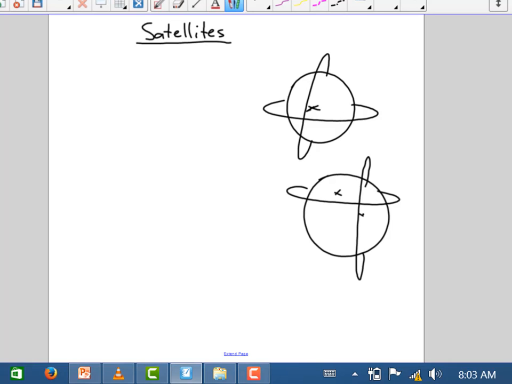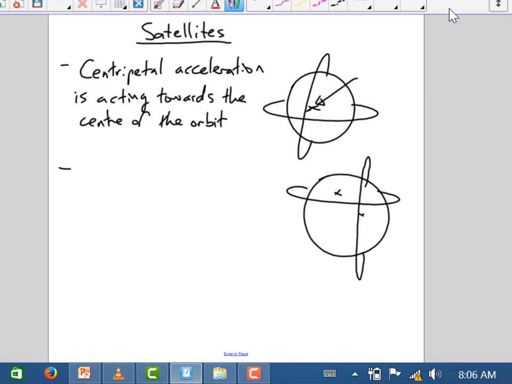So why does the centre of the satellite's orbit have to be the same as the centre of the Earth? Why do they need to coincide? Well, there are 3 points you normally make. One point to make is that any object travelling in a circle needs a centripetal acceleration acting towards the centre of its orbit, or circle. So that's the first one.